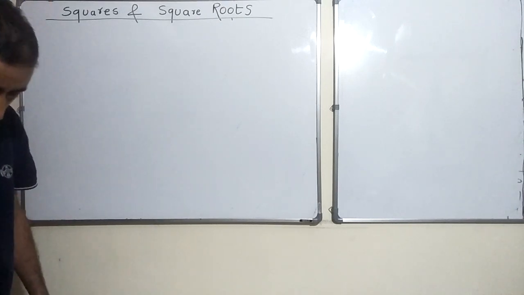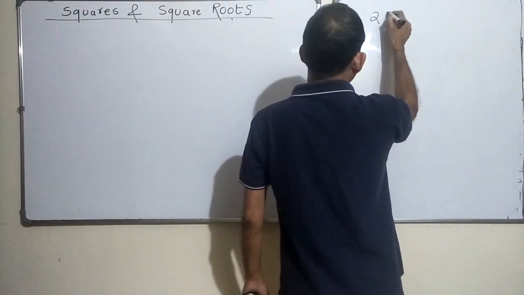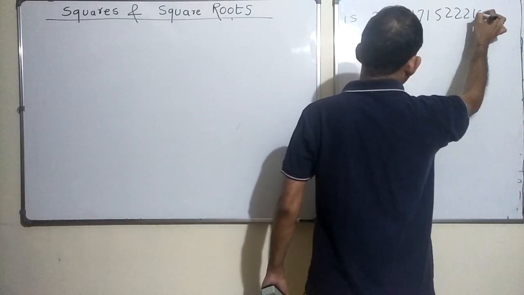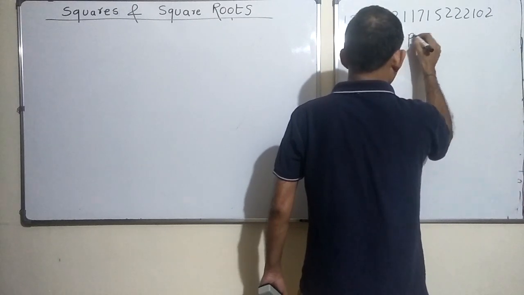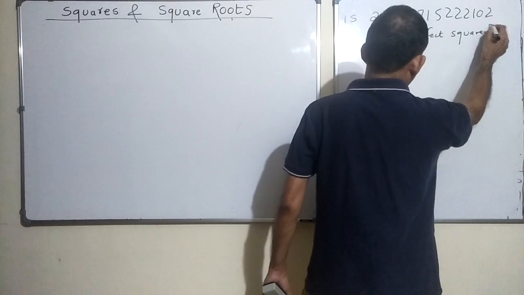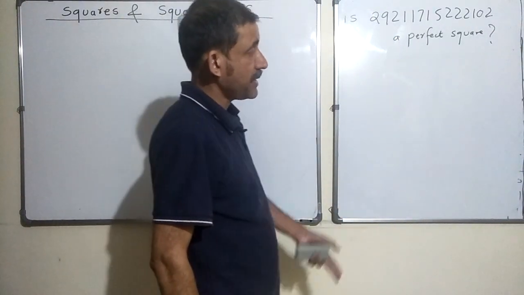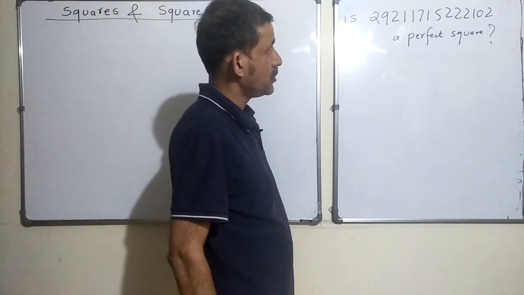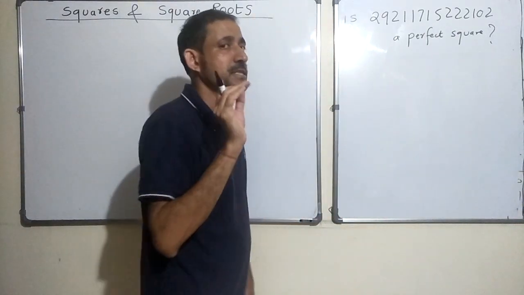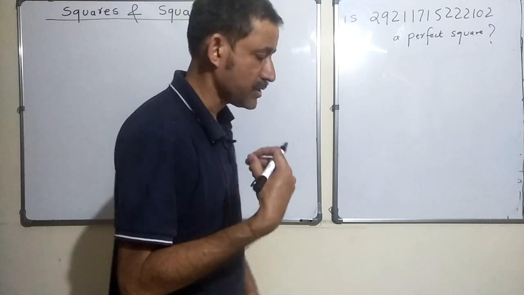So the question is, is 29211715222102 a perfect square? Now this definitely we can solve by finding the square root, but it is going to be laborious. So is it possible that you can look at this number and just by inspecting it you can say that definitely this is not a perfect square? That is the question we are going to answer.